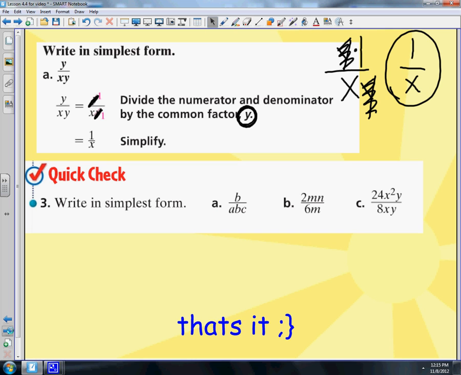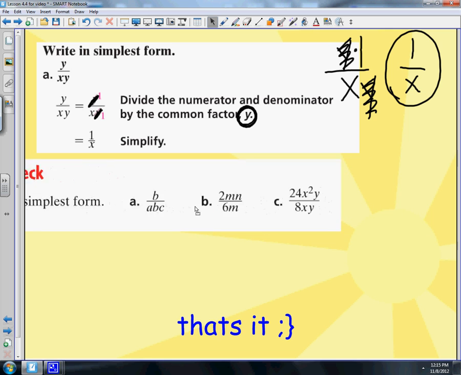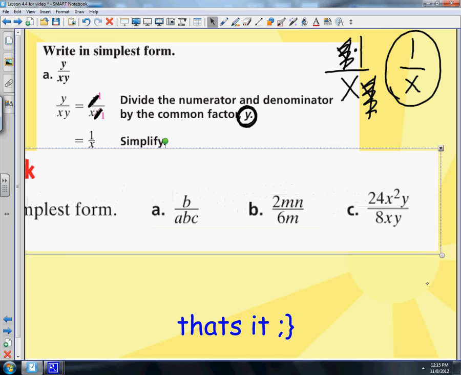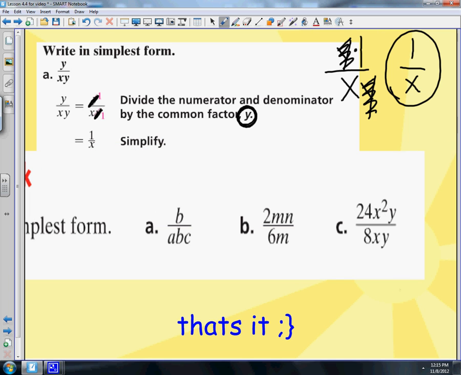So these say write in simplest form. Let's try these together. So write down b over abc. If I have b over abc, then I can cancel out my b's, and I'm left with 1 over ac. 1 divided by ac. So that's it.